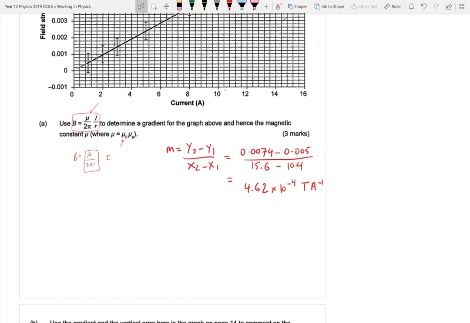So what did you get, sir? I got 4.62. Now, the marking key gives 4.76, allowing as low as 4.54 and up to 5.01.